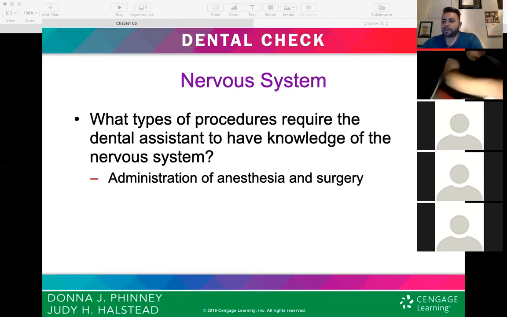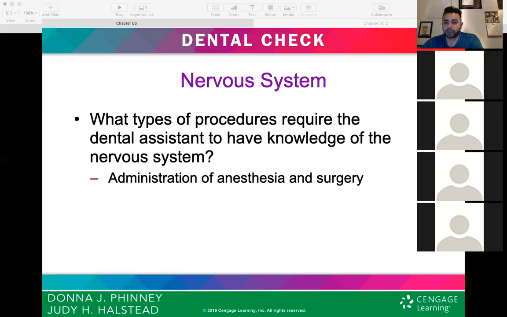Yes. So anytime we're administering anesthesia, we need to know where those nerves are. And even if we're not the ones actually doing the injecting of the anesthesia, a lot of times we're the ones placing the topical anesthetic. So we need to know where to put that based on where those nerves are. Also with different surgical procedures.